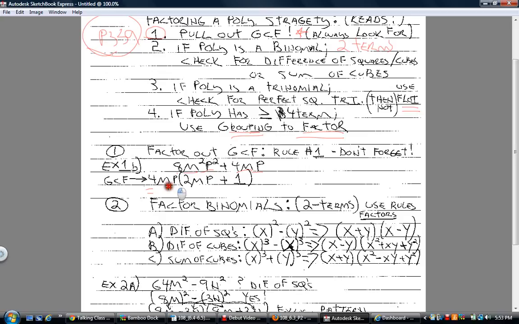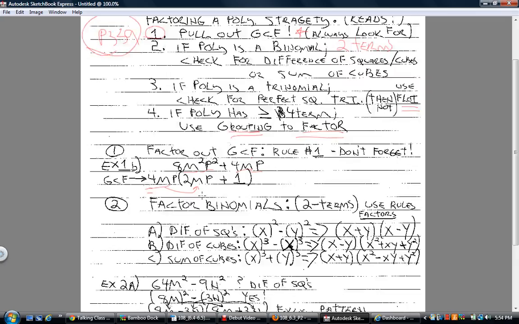Then you ask yourself, take the GCF 4mp, multiply by what to get 8m squared p squared, and the answer is 2mp. Same thing, 4mp times itself is 4mp. And there you go, you factored it. You look inside here, you do not have the sum of cubes, so you're done, you've factored it.